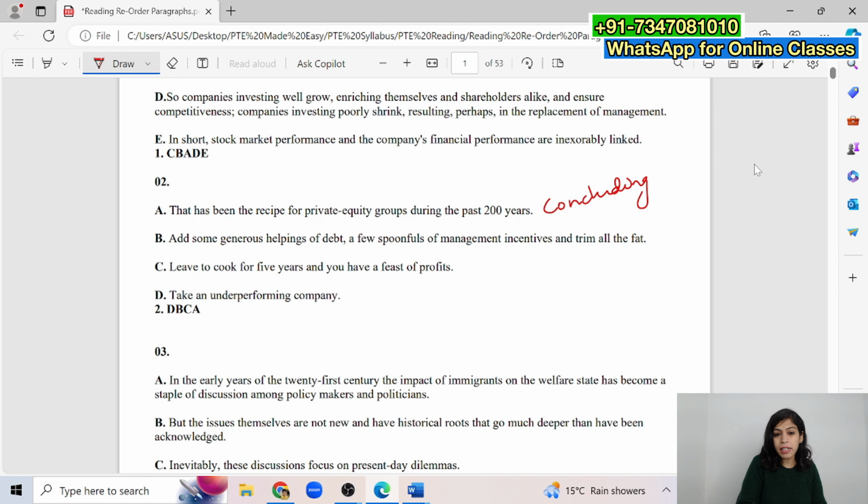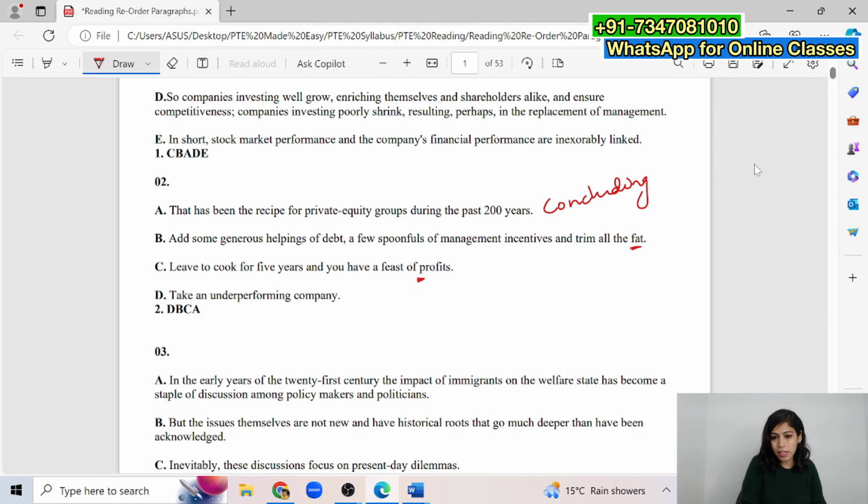So now next, add some generous helpings of debt, a few spoonfuls of management incentives, and trim all the fat. Okay, leave to cook for 5 years and you have the feast of profits. Okay, so now what happens? It clearly shows that this is the second one and this is referring back to this. Leave to cook for this.